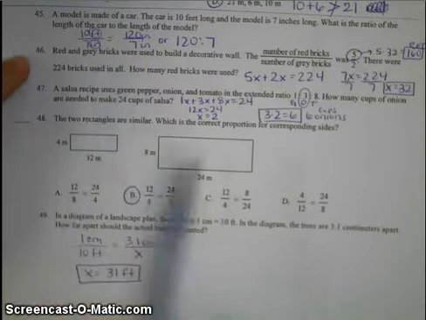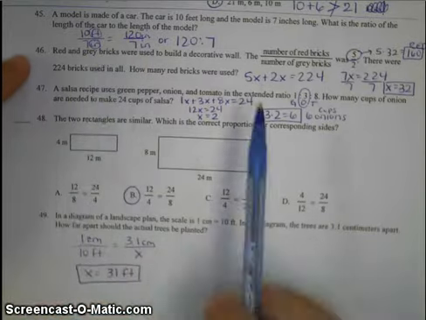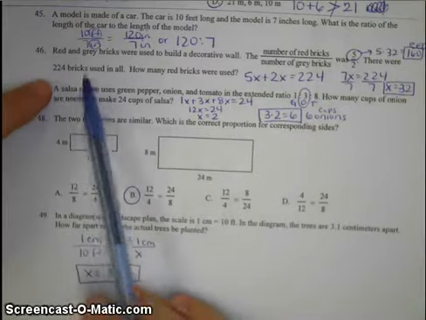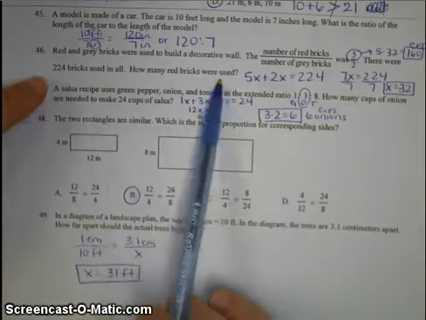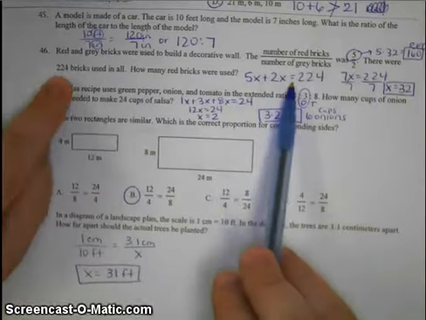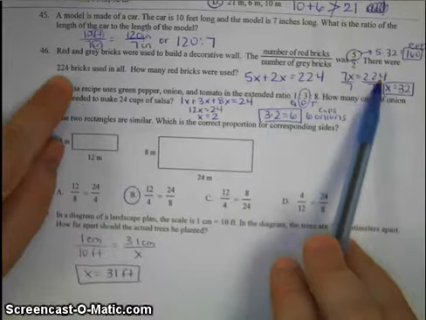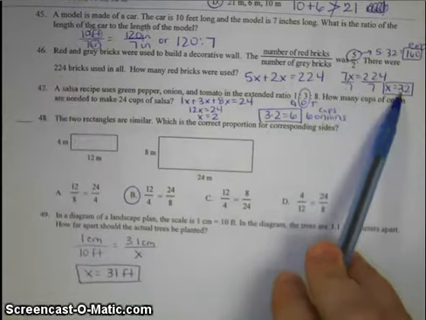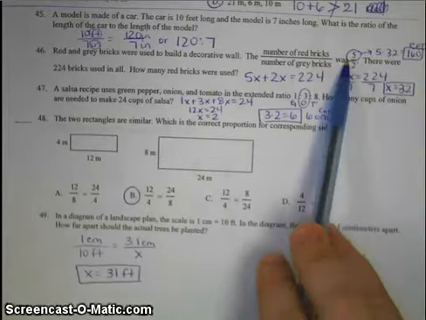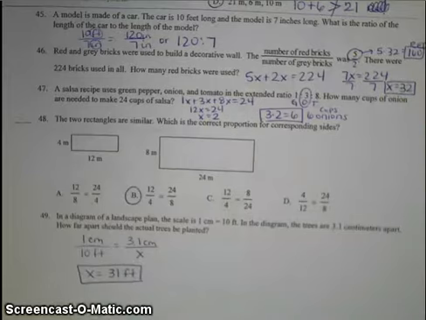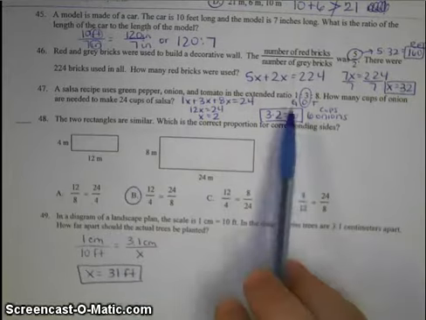46. Red and gray bricks were used to build a decorative wall. The number of red bricks over the number of gray bricks was 5 to 2, or the ratio. There were 224 bricks used in all. How many red bricks were used? So the ratio is 5 to 2, so 5x plus 2x is going to be equal to our total, or 224. 7x is equal to 224. Divide by 7 and I get 32. The question asks about red bricks, so I know that red has to do with 5, so 5 times 32 is 160.